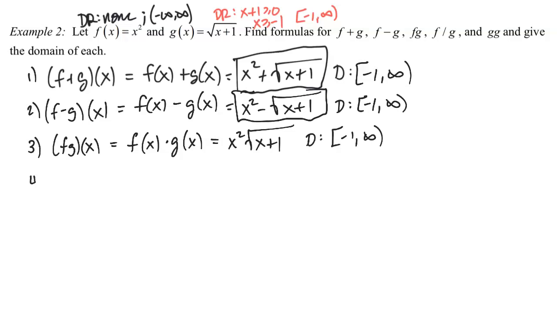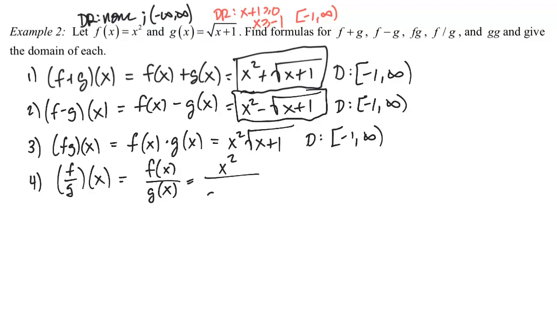Now, in number 4, we're going to do f divided by g of x. And so we know that from example 1, this is just going to equal f of x divided by g of x, which is going to equal x squared divided by the square root of x plus 1. And now when we do division, we're creating a new restriction because now there is a denominator. And so we're going to have that denominator not be equal to 0.